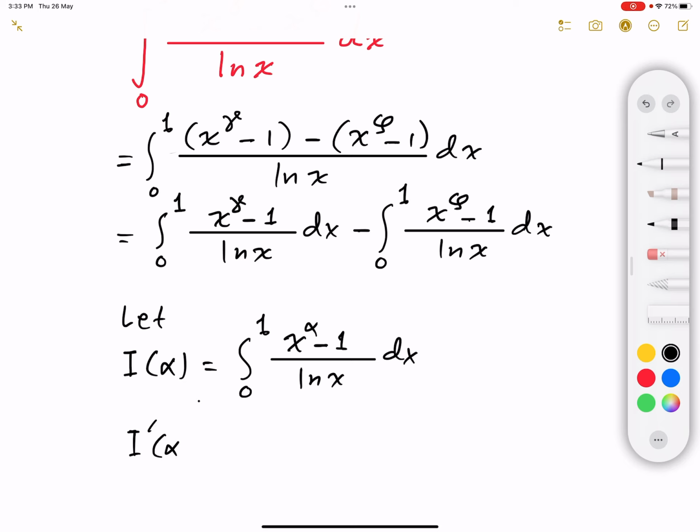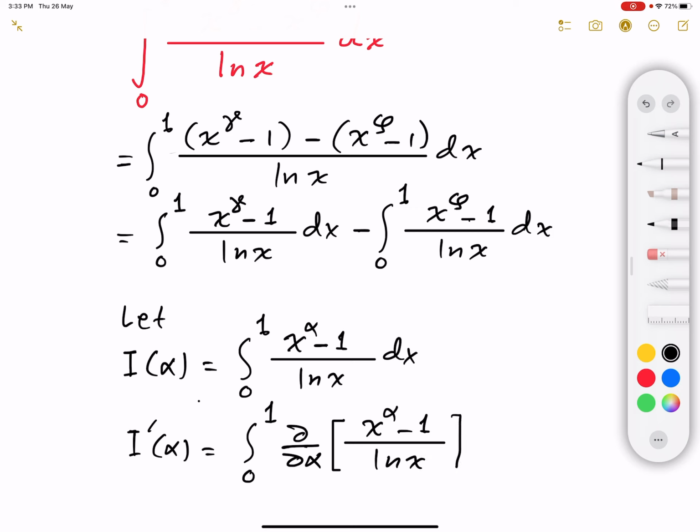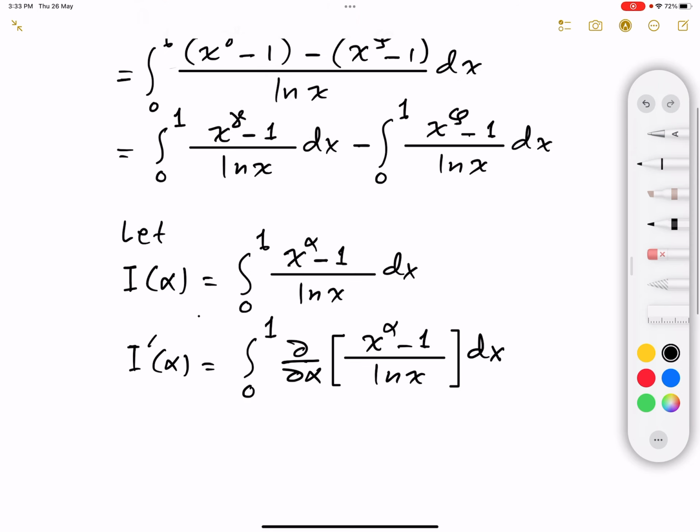So I prime of alpha is going to be equal to the integral from 0 to 1, and then the derivative becomes a partial derivative, partial by partial alpha of (x^α − 1) divided by the natural logarithm of x, dx. Now, the partial derivative here is with respect to alpha. So alpha is the variable, x is a constant.